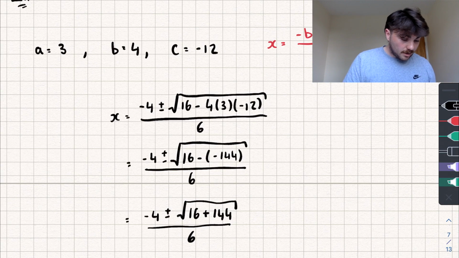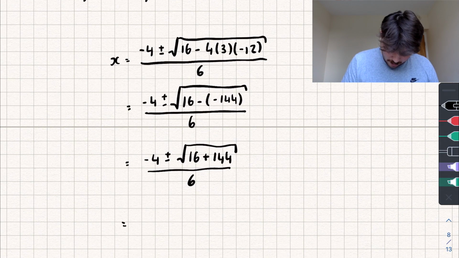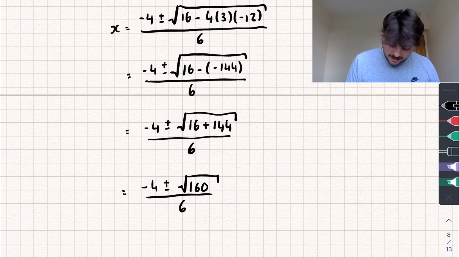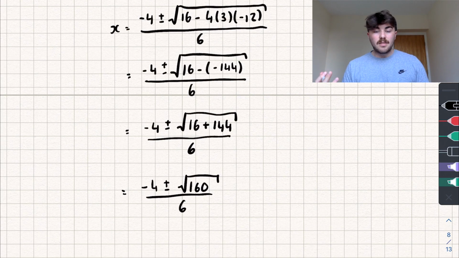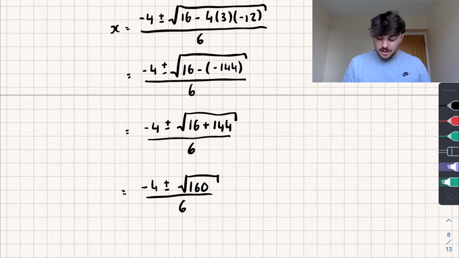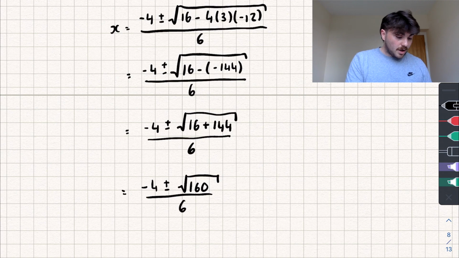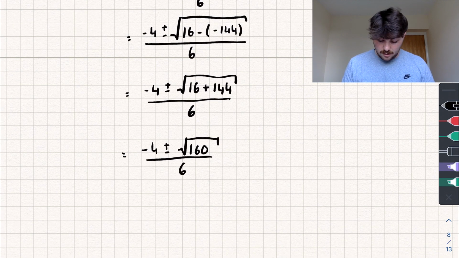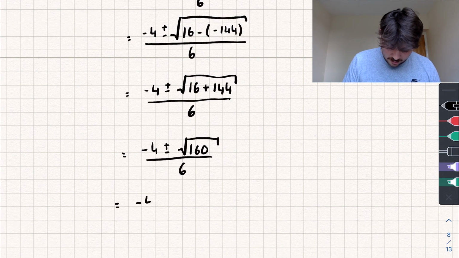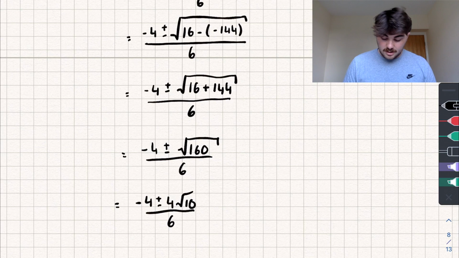And so if I look at that on my calculator, this becomes negative 4 plus or minus the square root of 160, all divided by 6. Now you might leave it like that, but using our knowledge of surds we could actually simplify this a little bit. We could rewrite the square root of 160 as 4 root 10. So now we get that this is equal to negative 4 plus or minus 4 root 10, all divided by 6.